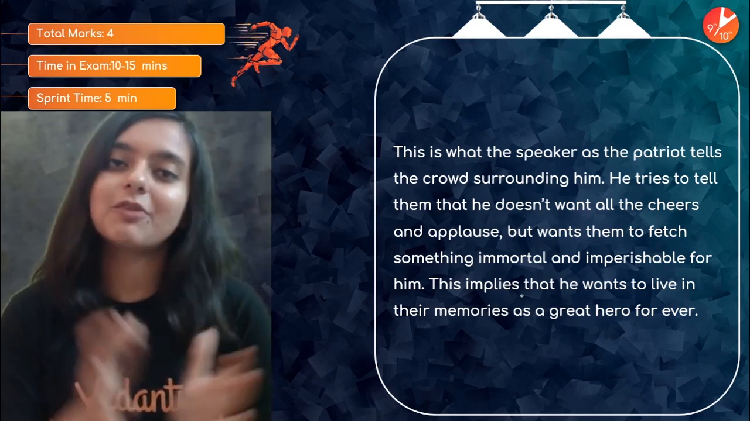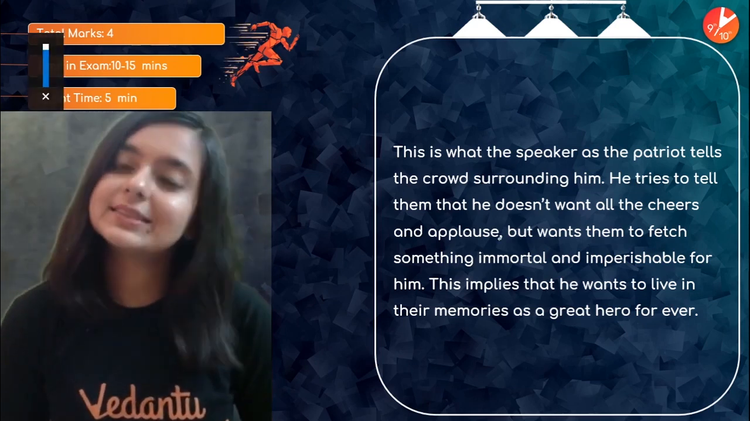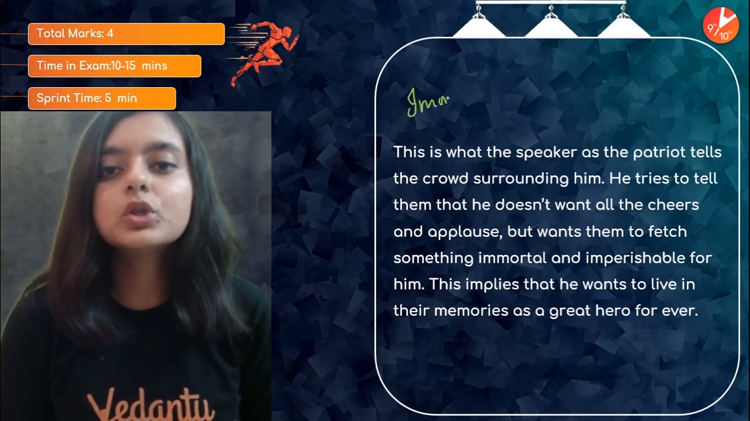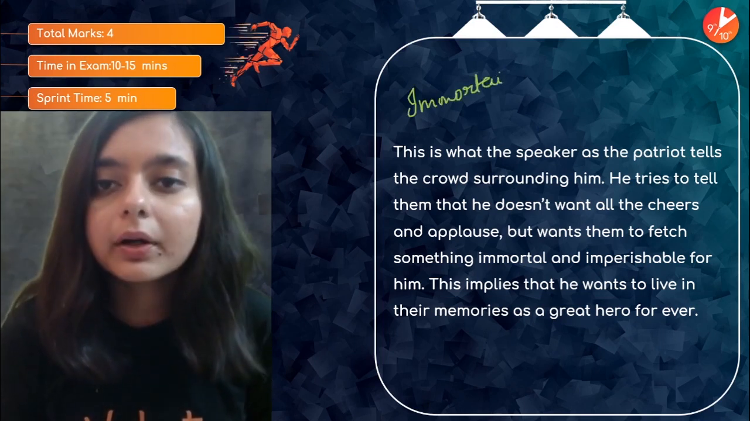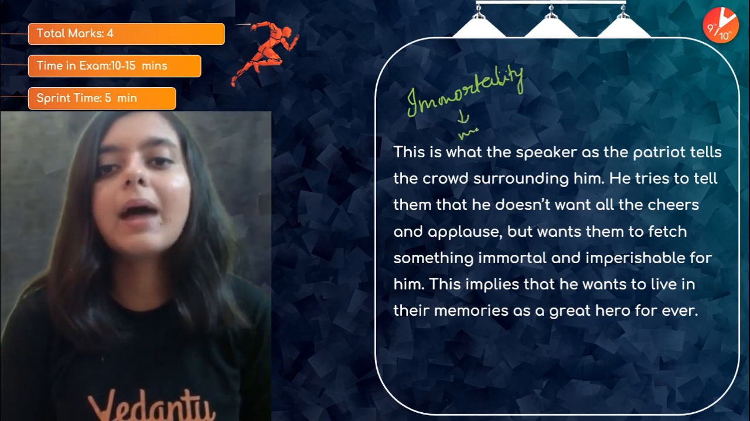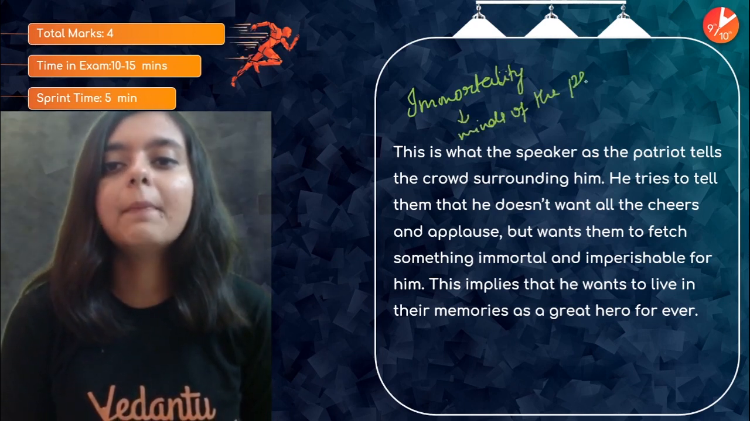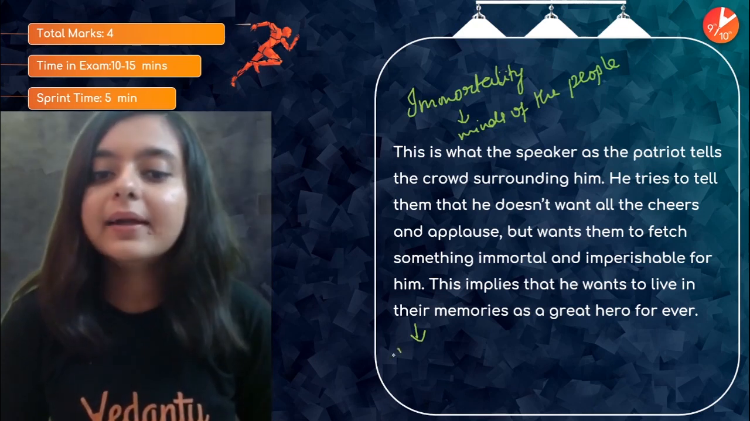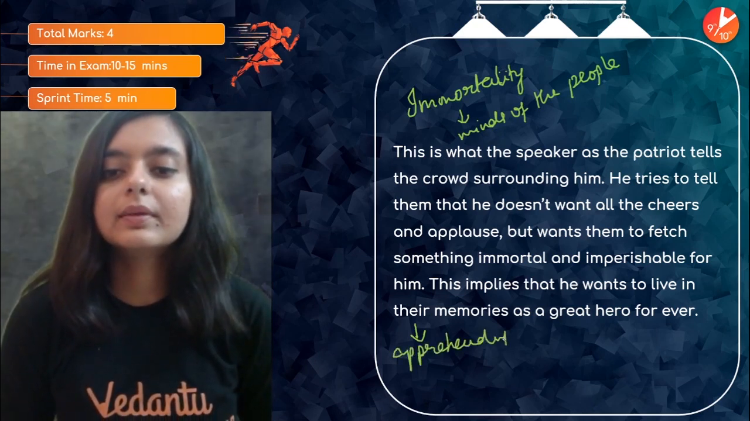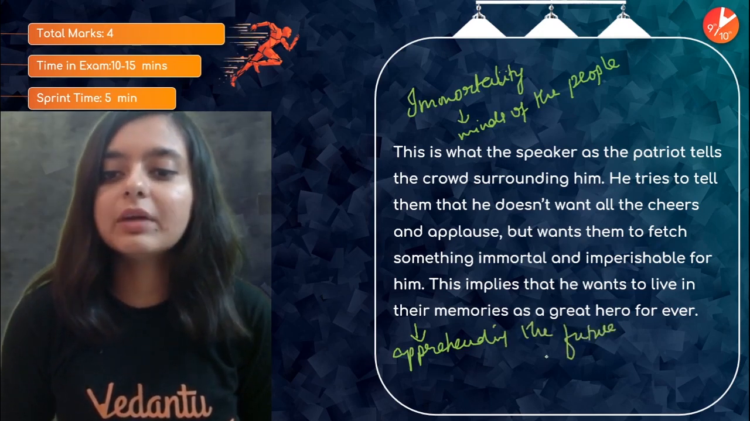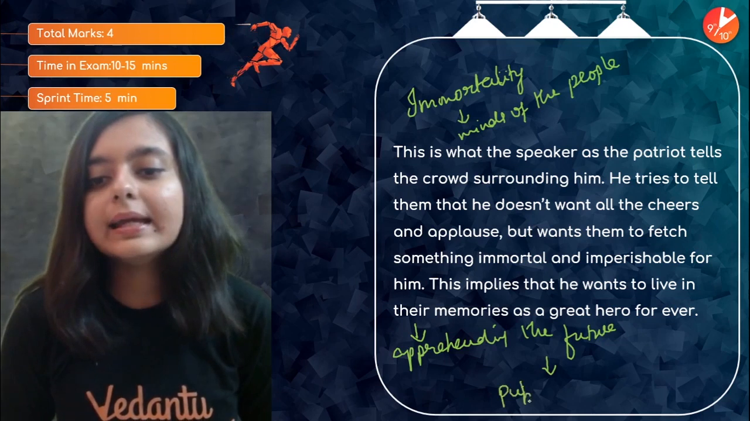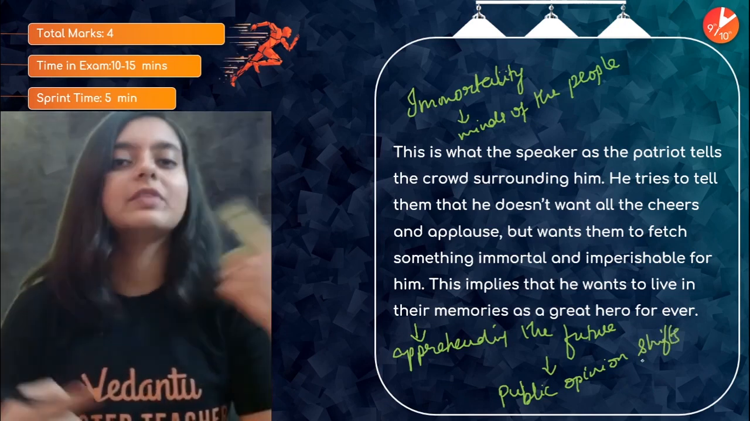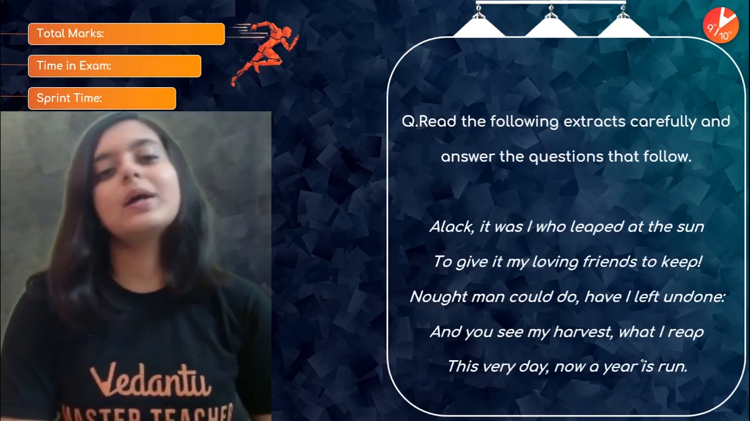Now, this is very ironic because of what we will see at the end of the poem, right? So this is talking about the speaker wanting to achieve immortality, especially in the minds of the people. But here, this is definitely kind of apprehending the future, and in the future we will definitely see how quickly the public opinion shifts. Okay, so shift of the public opinion. Alright, so next question, guys.